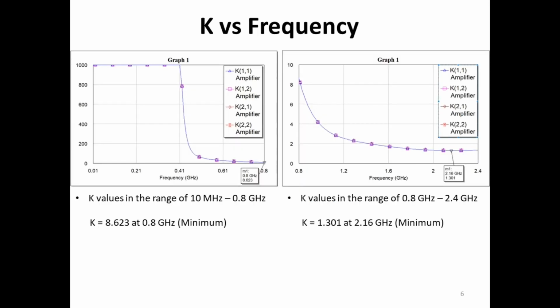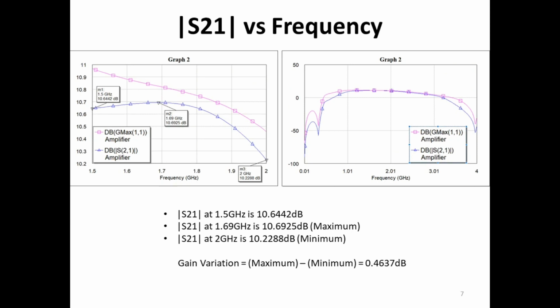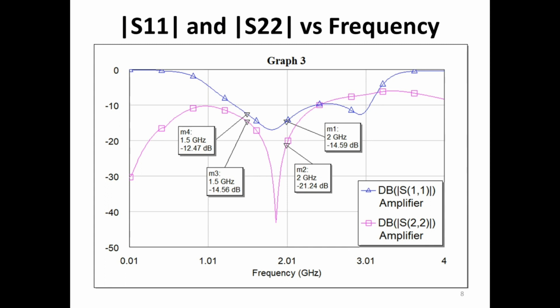The plots of K with respect to the frequency satisfy the corresponding specification mentioned in the objective section. The nominal gain indicated as magnitude of S21 and the gain variation satisfy the corresponding specification mentioned in the objective section. The plot of the magnitude of the S11 and S22 with respect to frequency satisfies the corresponding specification mentioned in the objective section.